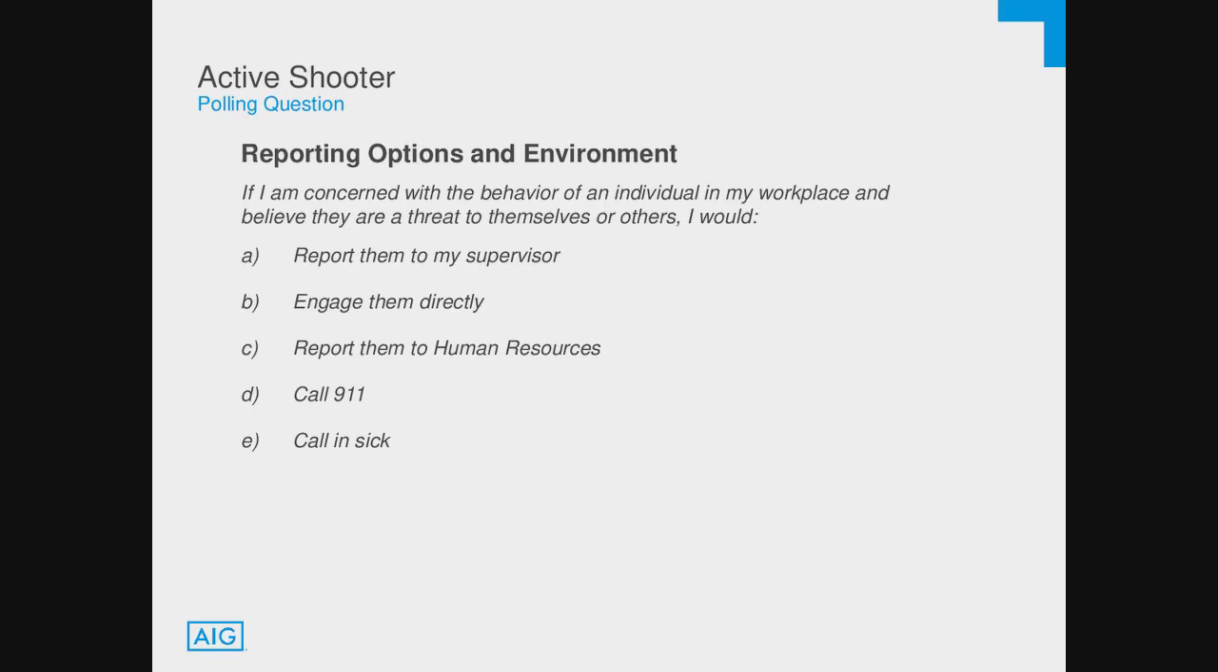And this is a polling question you may be able to take with your congregants or the folks that work with you, and take the temperature of how people feel about this. You ask, if I'm concerned with the behavior of an individual in my workplace and believe they are a threat to themselves or others, I would report them to my supervisor, engage them directly, report them to human resources, call 911 or call in sick. This gives you a good idea of mindset, and mindset is what you have to change and what you have to influence for survivability.